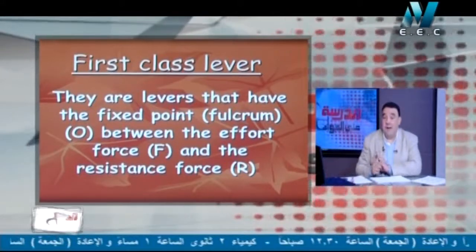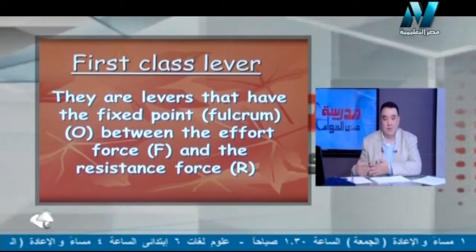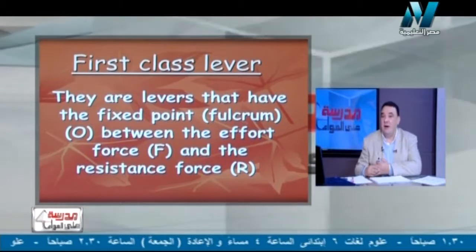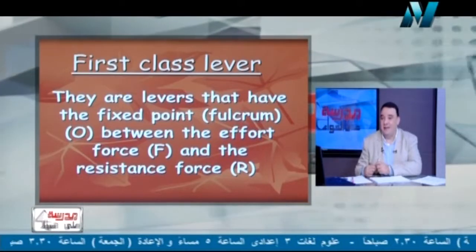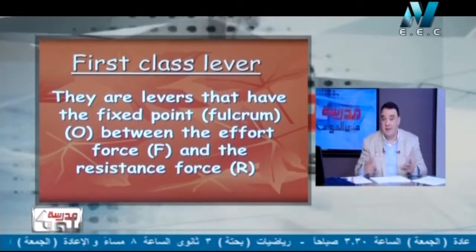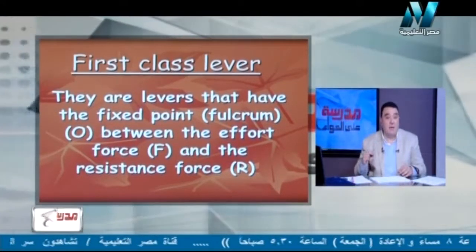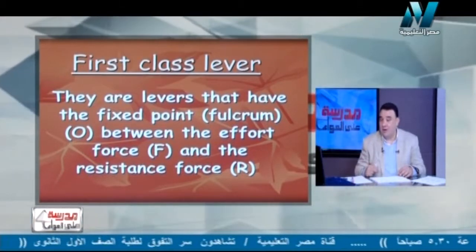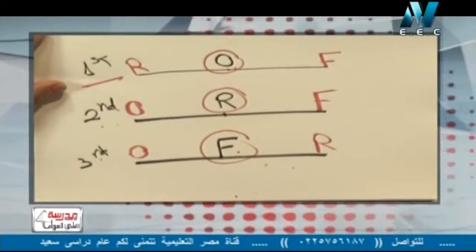So let me make a definition for first class lever. Let's make a definition together for the first type. We can say they are the levers that have O in the middle. Let's say it in English together: they are levers that have the fixed point O in the middle between resistance force and effort force. I said more than once that we love the creative student. I don't memorize a definition as it is; I understand it. I say what first class lever means: they are the levers that have O, the fulcrum, between resistance force and effort force. As we saw a moment ago in the simple diagram, the first class lever is the one that has O in the middle between R and F.